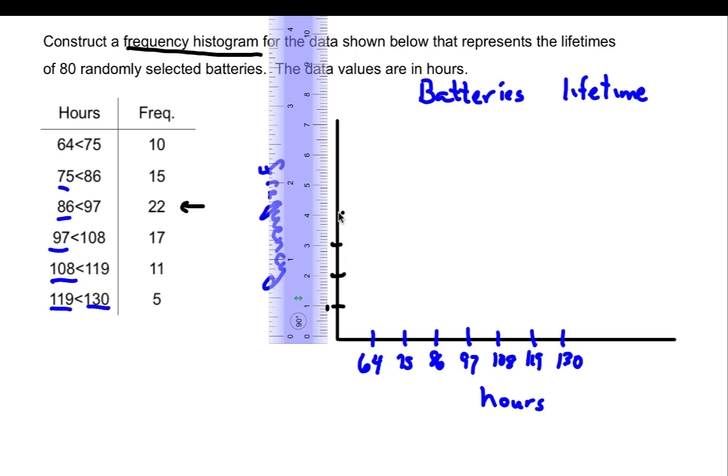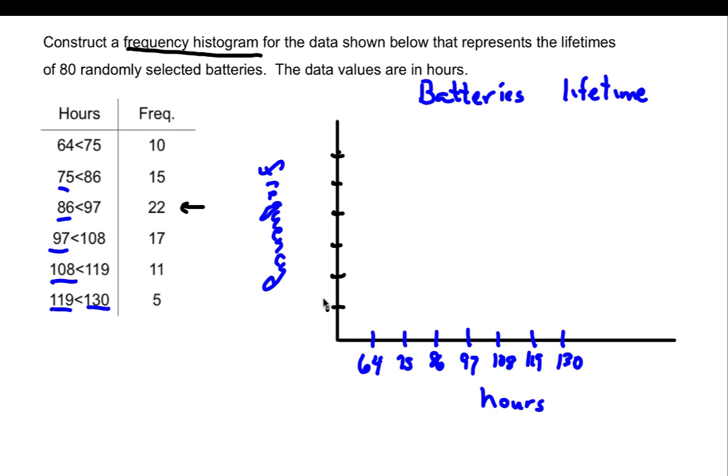Again, it's very important you use a ruler so that you have equally spaced tick marks on your y-axis and x-axis. Then we're going to label those. So I'm going to count by 5. So this first tick mark is going to represent 5, then 10, 15, 20, and 25.